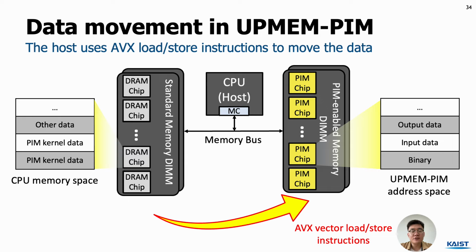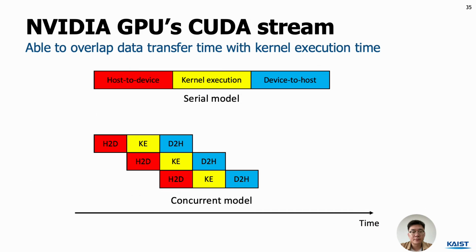For data transfers to occur, UPMEM PIM SDK utilizes AVX vector load store instructions to explicitly move data across two separate CPU memory space and the UPMEM PIM address space. Because such data transfer latency cannot be overlapped with the PIM kernel execution time across multiple DPUs, the system-wide performance is dominated by data transfers. On the other hand, in NVIDIA GPUs, the programmer can overlap host-to-device or device-to-host data transfer time with kernel execution time by using CUDA streams.